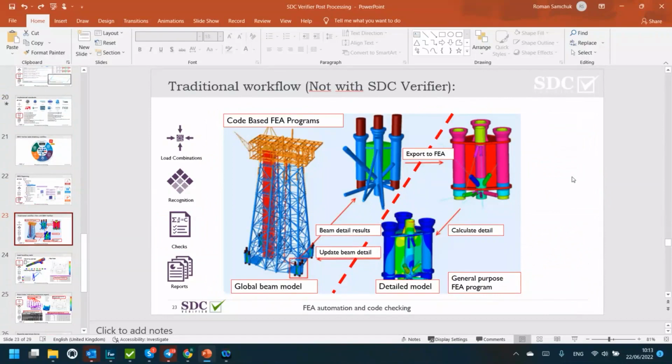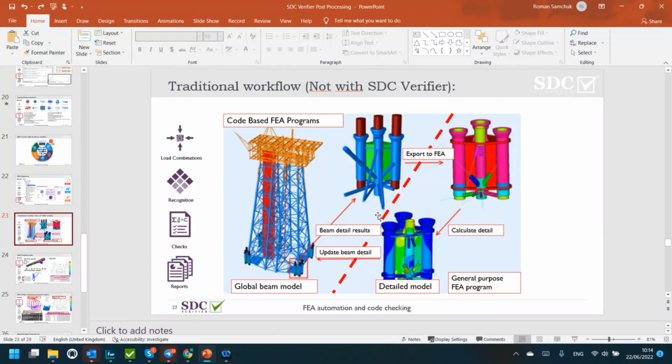And on this screen, you can see the traditional workflow of the verification programs compared to SDC Verifier. So basically, you calculated your original design, and it turned out that this part of my structure is overstressed. I need to reinforce it. What you do here is calculate your original design, export to your separate FEA software, and check it. You find out in the end that it's not passing the rules. You make changes in your model, repeat it, export again, and basically you are running in circles. It can lead to a huge number of different iterations to get it completed in the end.